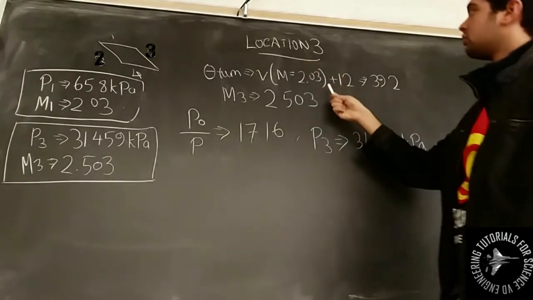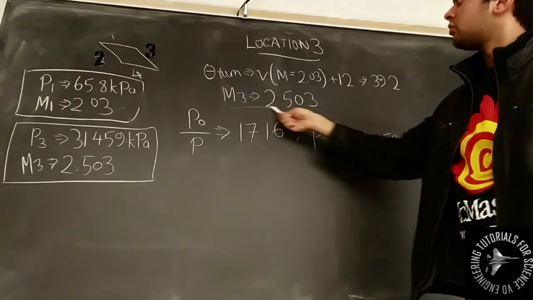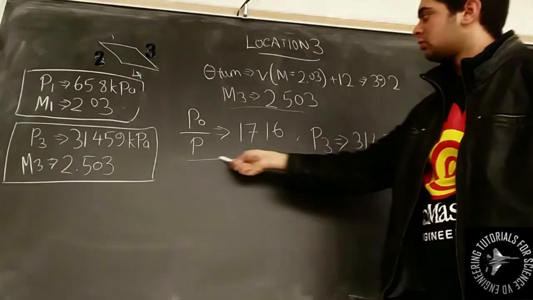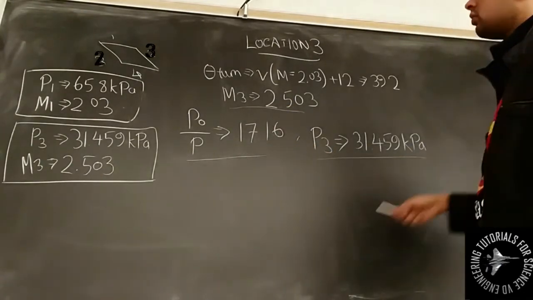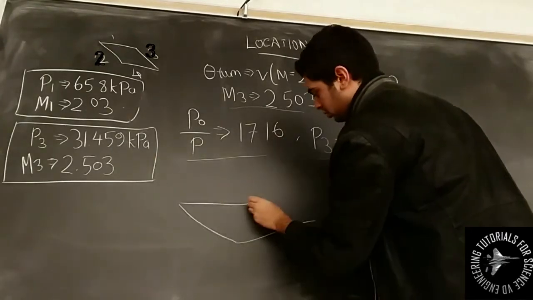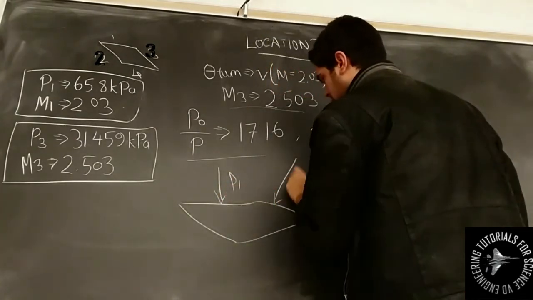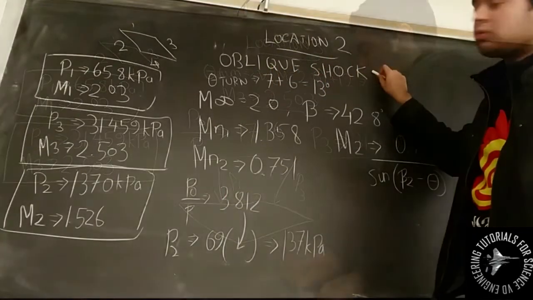At my next location, which is the top right corner, you can see my turn angle in the same way, and then I find my Mach number, get my stagnation pressure, and then my pressure value. You can then see that I've calculated my pressure on the top faces, P1, and then my next pressure over there. And now we need to look at the bottom face.